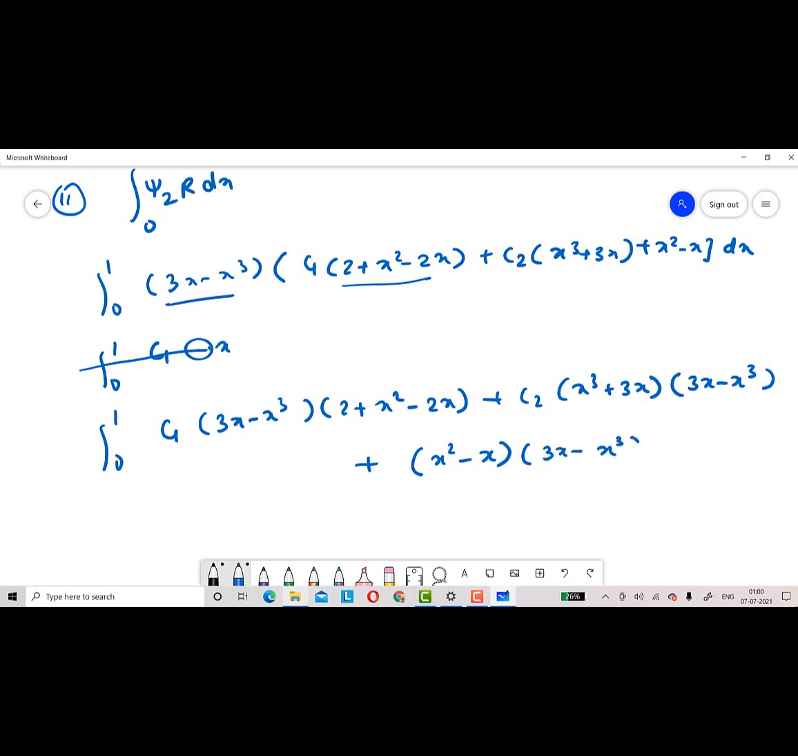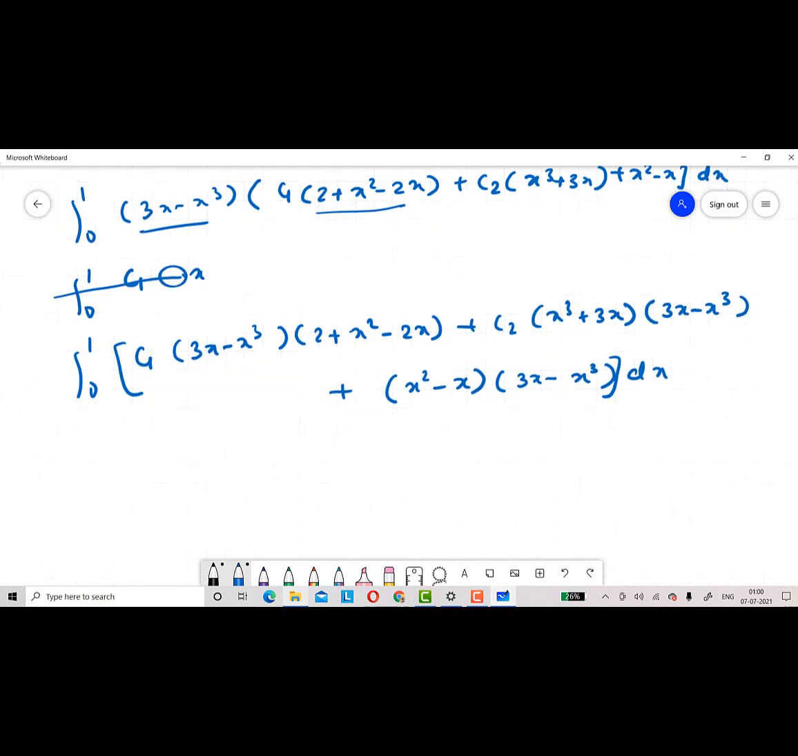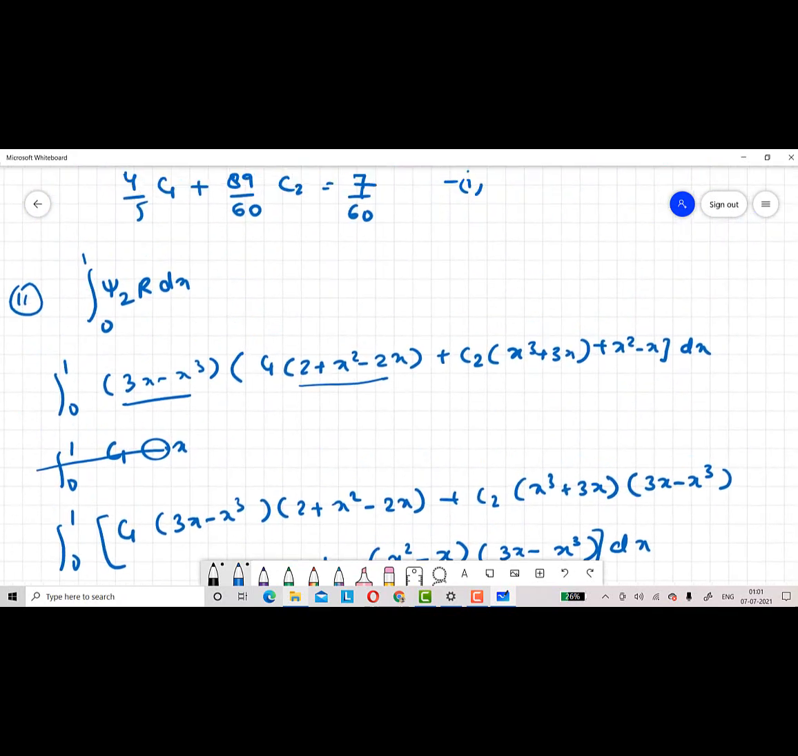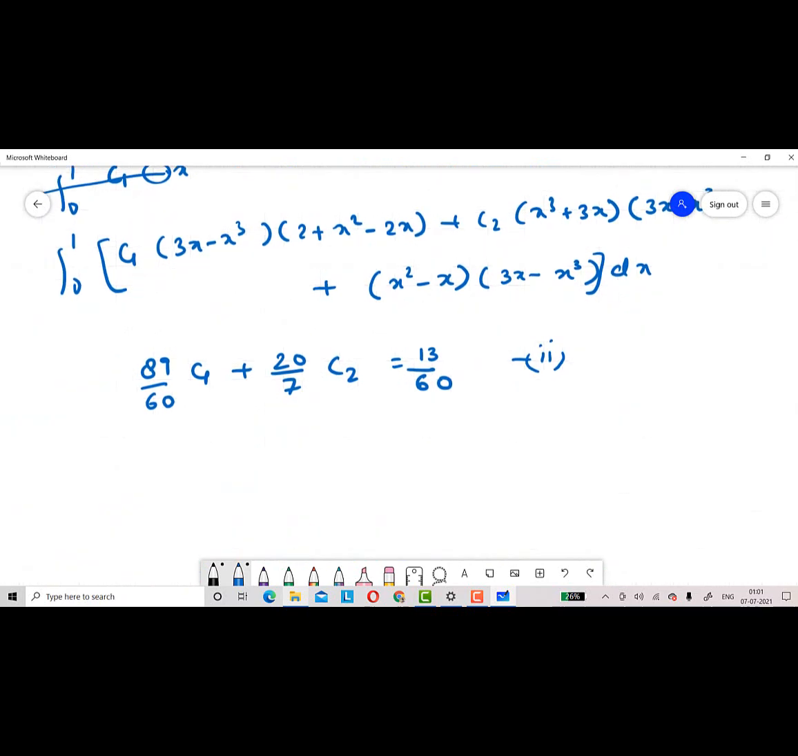What we did, we just multiplied these terms. After solving, we get the coefficient of C1 as 89 over 60 plus 20 over 7 C2 equals 13 over 60. So on solving the first equation and the second equation, we will get the values C1 equals 0.139 and C2 equals 0.0033.